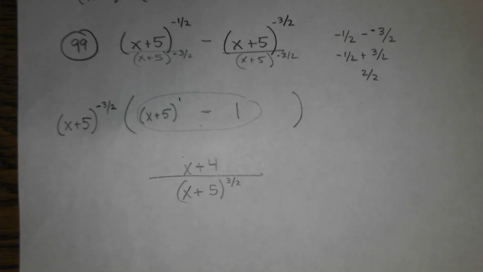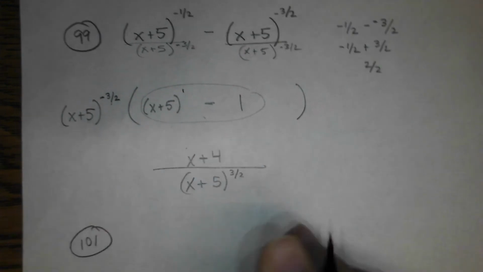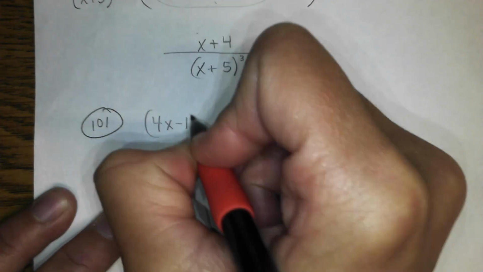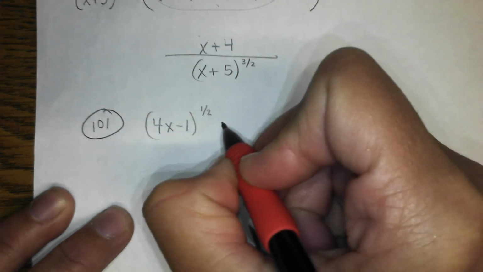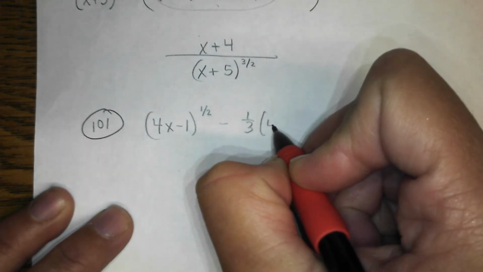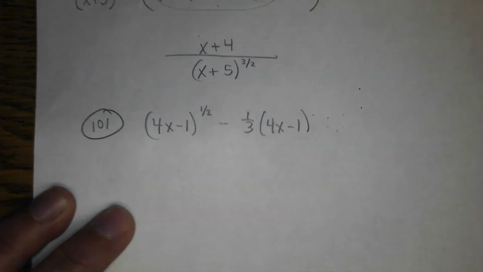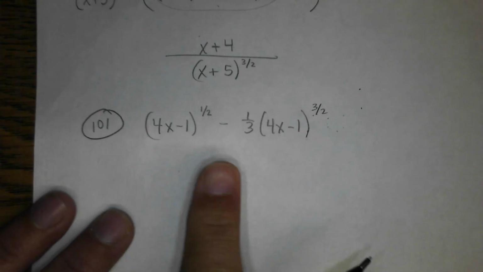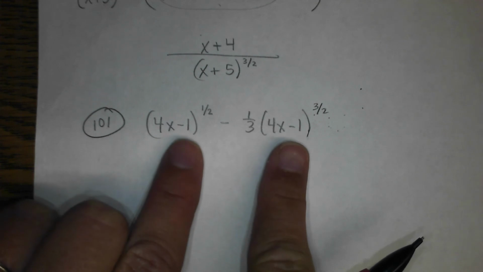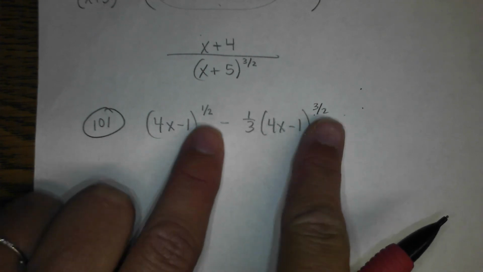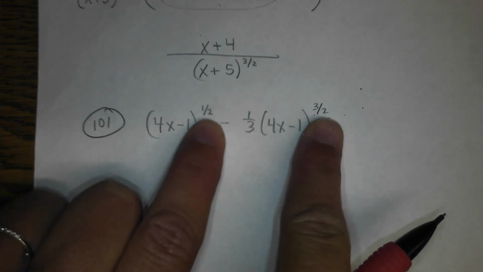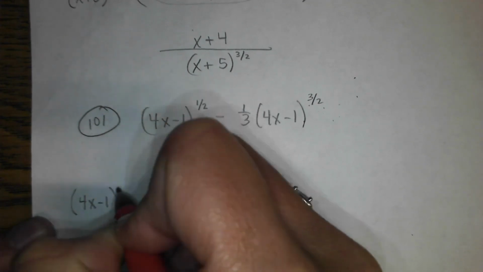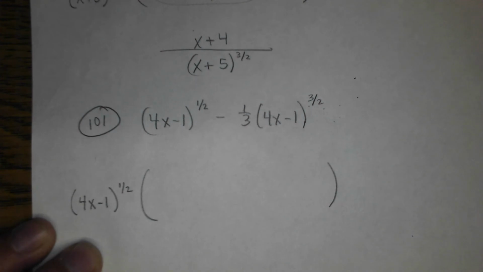Okie doke. And 101. And 4x minus 1 was our base. Minus 1/3. So they threw a little twist at you, throwing that 1/3 in there to the 3 halves. That doesn't change the fact that they have a GCF of 4x minus 1 to which power? 1/2 is the smaller. So I'm going to take out a 4x minus 1 to the 1/2 power. And then I'm going to see what's left of each piece.